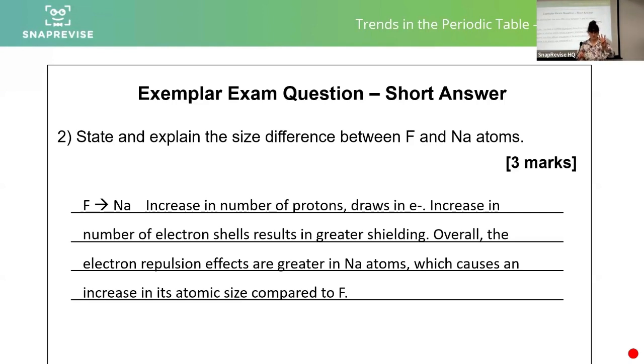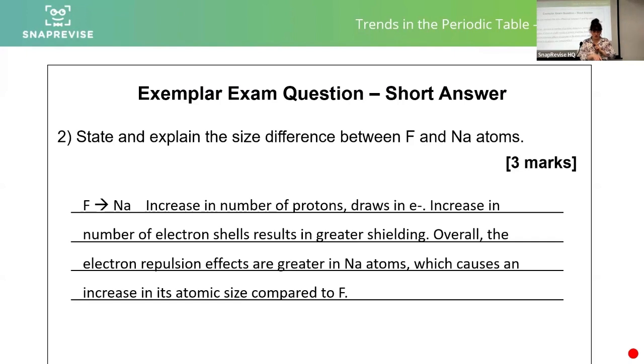3 marks available. The first mark is to state the size difference. So we've actually put that in our final sentence, which is fine, where we've said it causes an increase in its atomic size compared to fluorine. So that's our first mark, or a mark. Then 2 marks for the explanation.